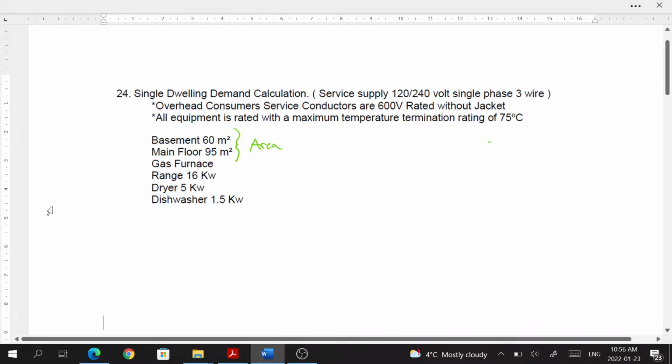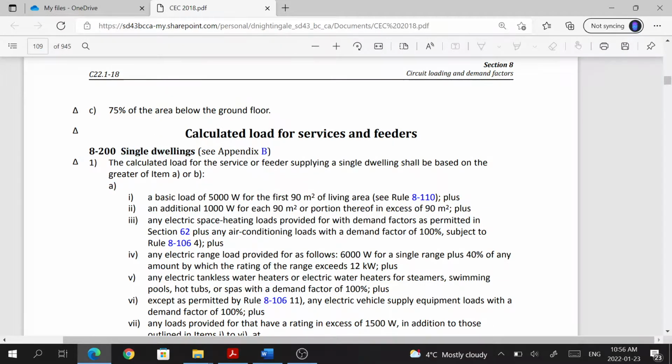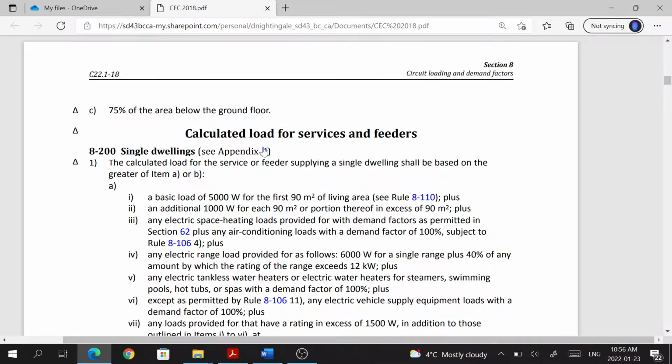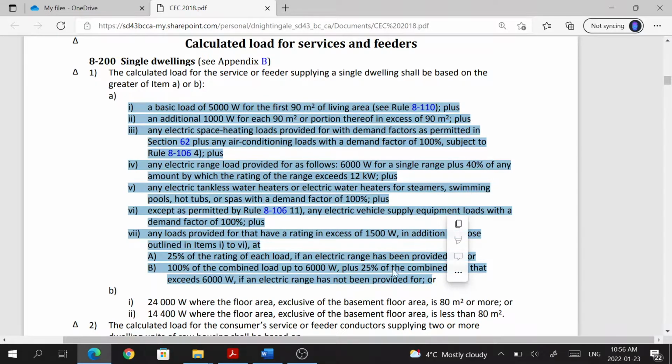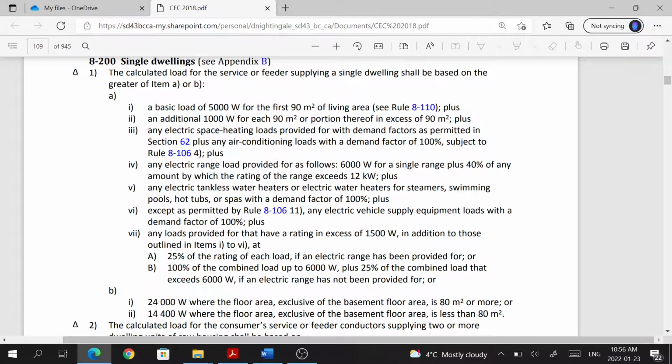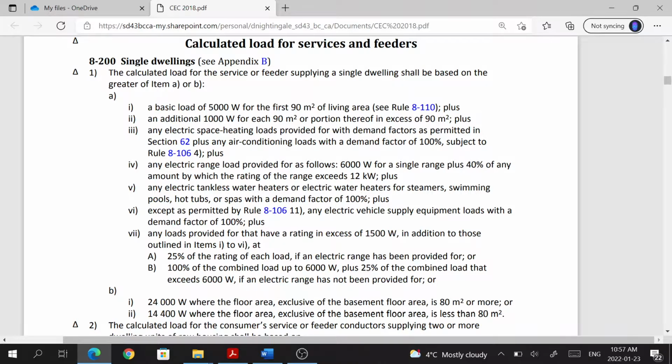Okay, so let's take a look at the code rule. So the calculated load for the service or feeder supplying a single dwelling house, so the conductors coming into your panel, shall be based on the greater of item A or B. So item A here includes all of this here. So we're taking a look at a bunch of the loads in a particular house and coming up with a wattage that relates to all those loads. But we need to keep in mind item B. So item B states that you're going to take 24,000 watts where the floor area exclusive of the basement floor area is 80 meters squared.